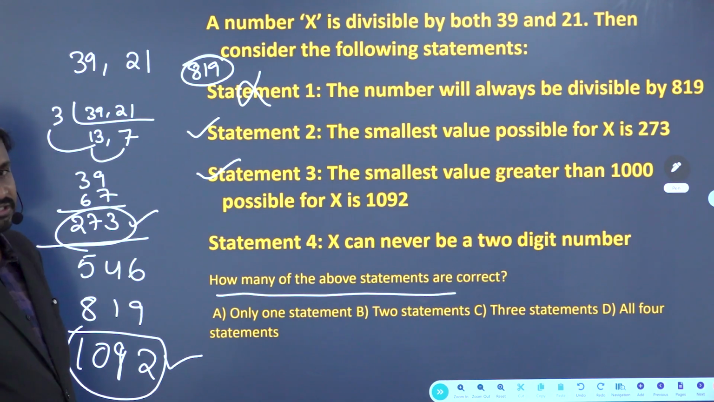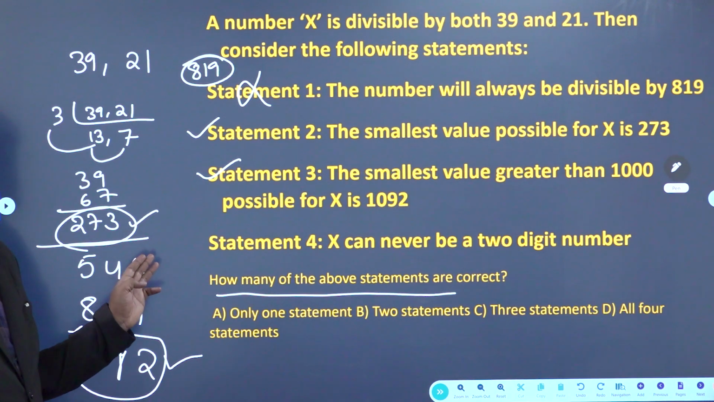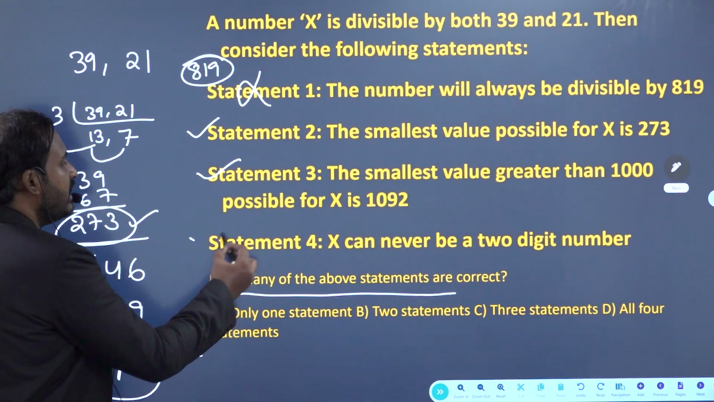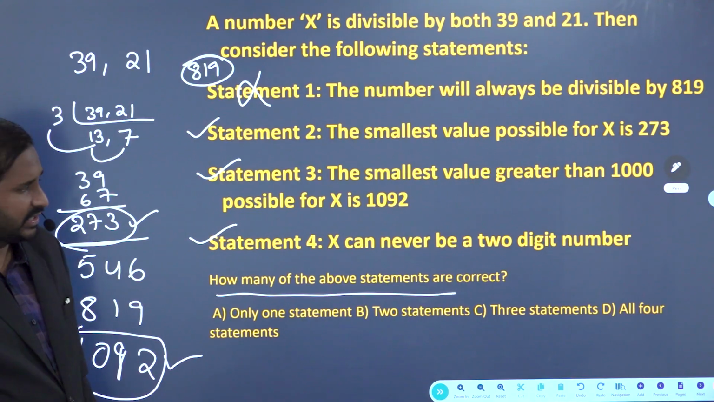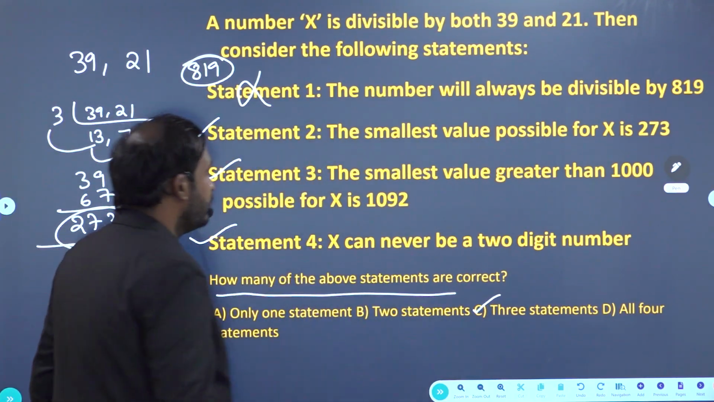Next. x can never be a 2-digit number. Yes. Why? Because the smallest value is 273, which has 3 digits. Then obviously x can never be a 2-digit number. So here our answer is 3 statements are correct, except the first one.